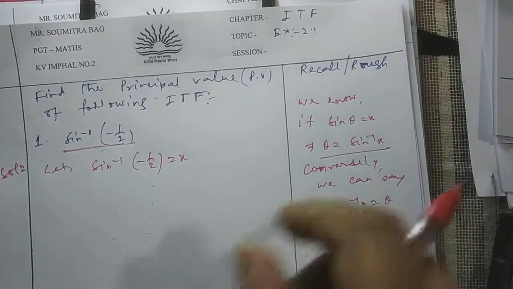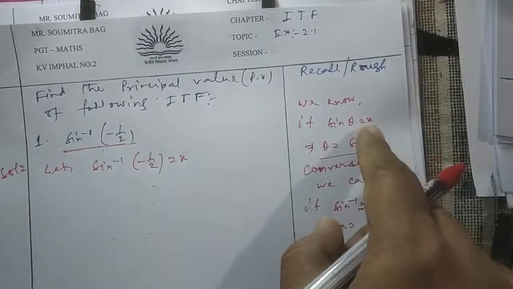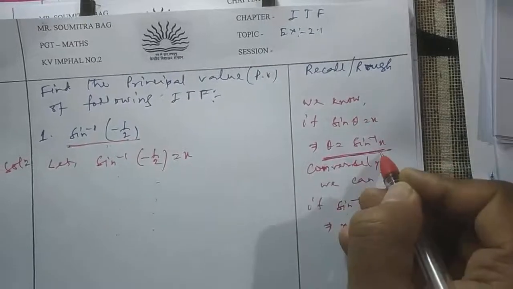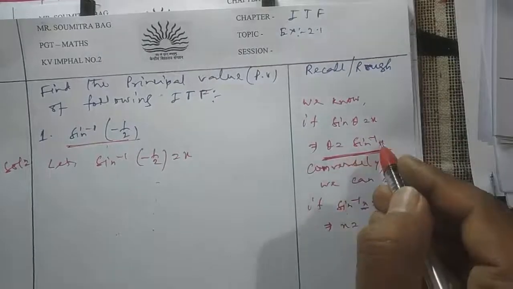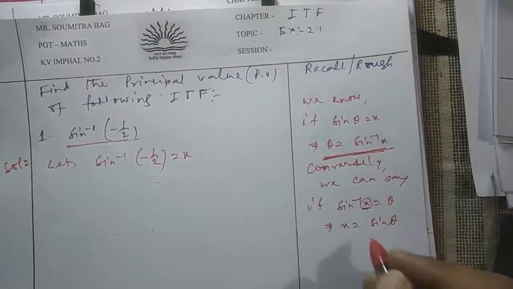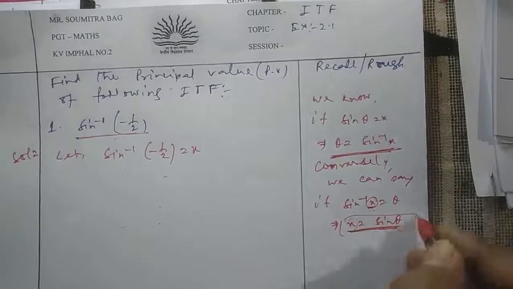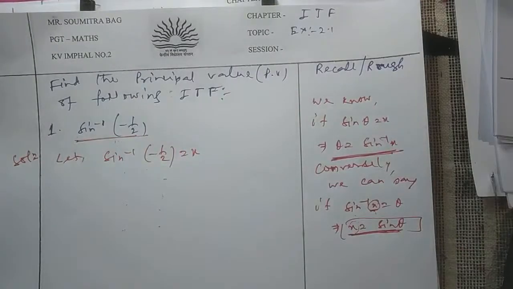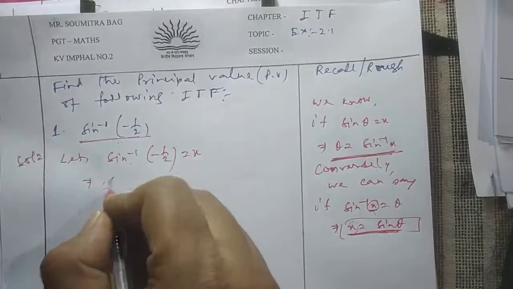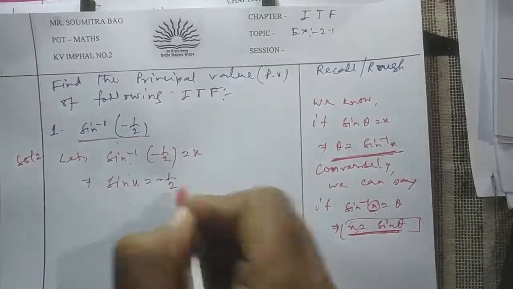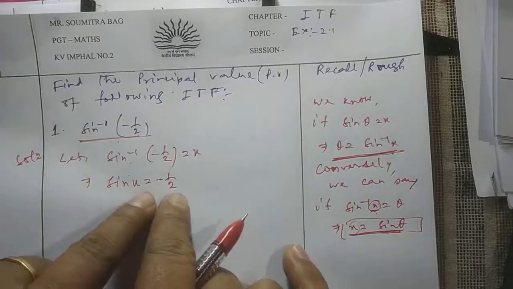Again, I am saying from the first. We know from the definition of the inverse ITF, if sin theta equals x, then only theta will be sin inverse x. We knew it. From here, conversely, we can say if sin inverse x equals theta, then only x will be sin theta. So finally, we have to use this concept here, correct? So here, sin inverse minus half equal to x, then only sin x will be equal to minus half. So finally, we have got sin x equal to minus half.